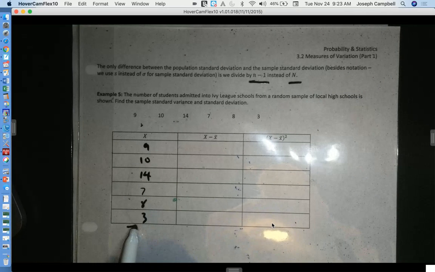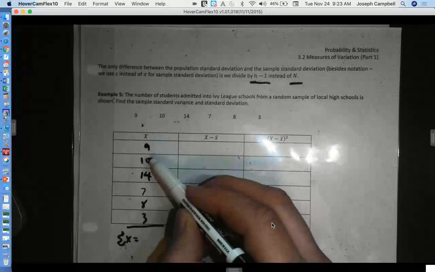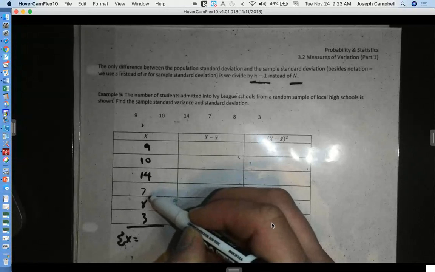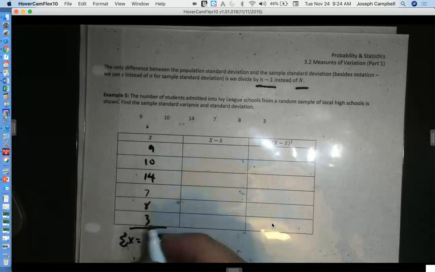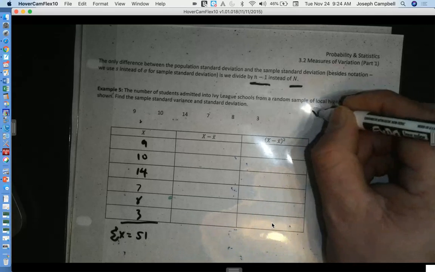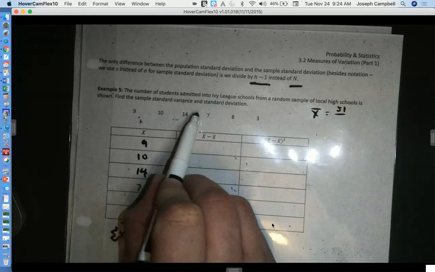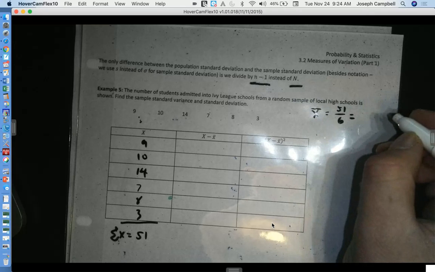Might as well find the sum here. 19, 23, 30, 38, 41. Did I mess up? Yeah, it should be 51. Okay. So now we're going to find the mean. One, two, three, four, five, six again. Okay, that means 51 divided by 6.